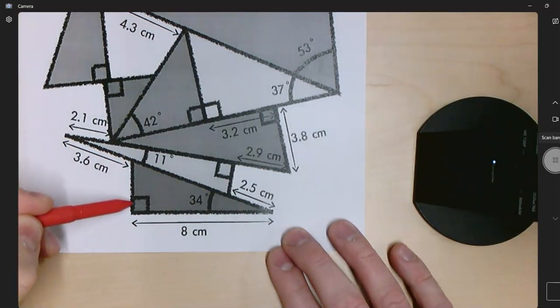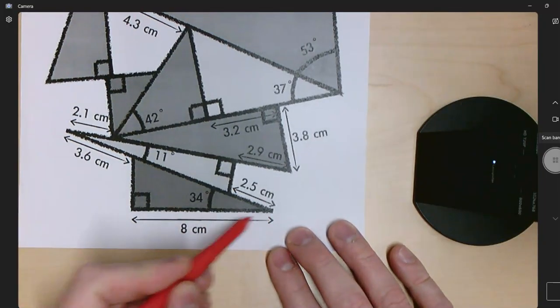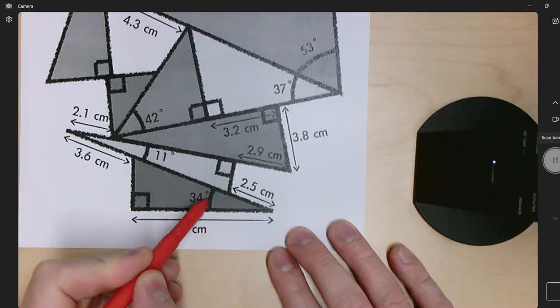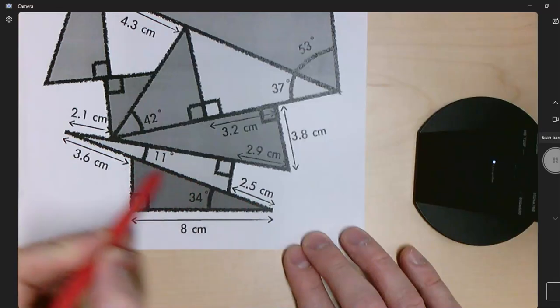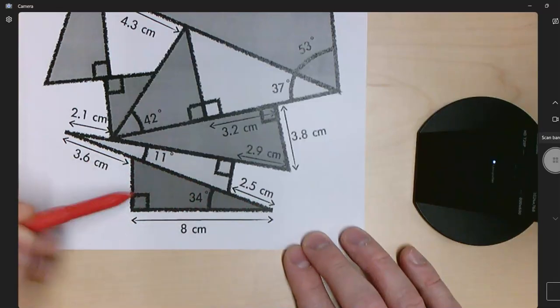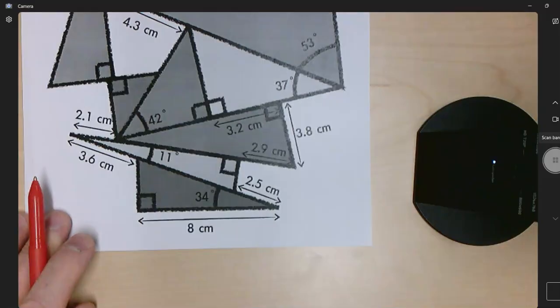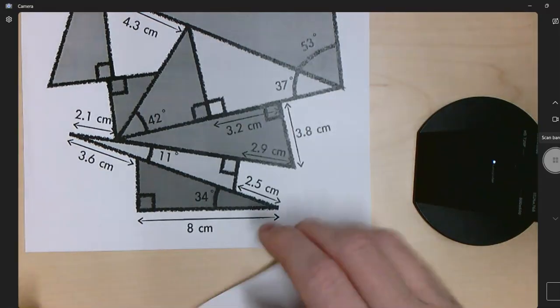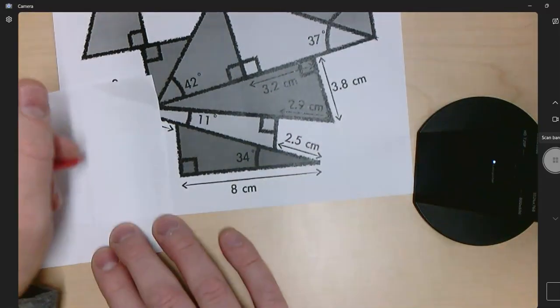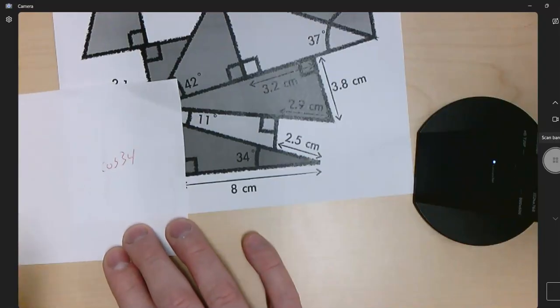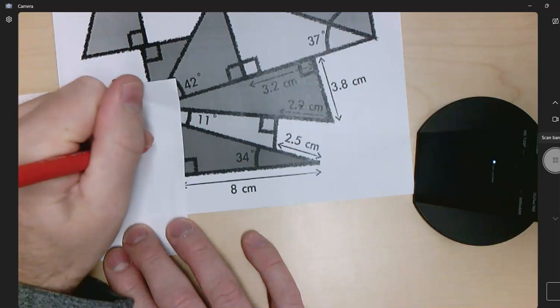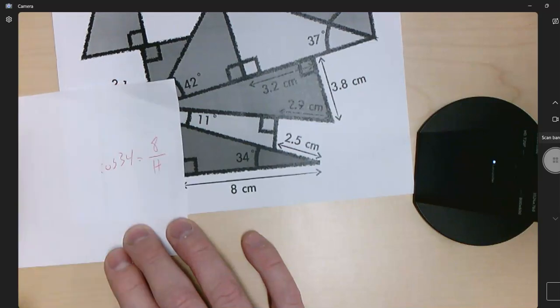So I'm looking down here, right triangle, awesome. I have the adjacent side to this angle, and I need the hypotenuse if I'm going to work my way up here. I don't need the opposite side. I need the hypotenuse. I have the adjacent. I'm thinking cosine, so then I write my equation. My equation will be the cosine of the angle, cosine 34, equals the adjacent side, 8, over the hypotenuse.